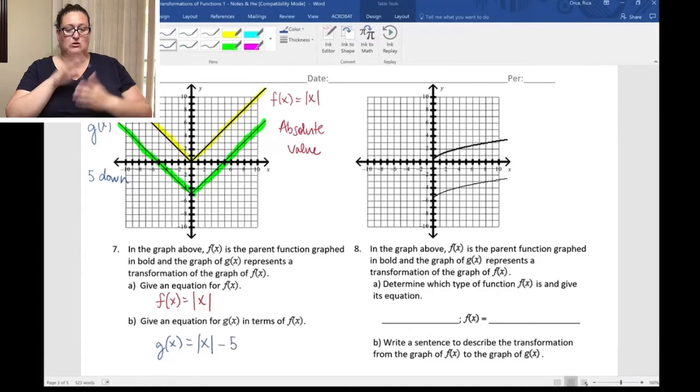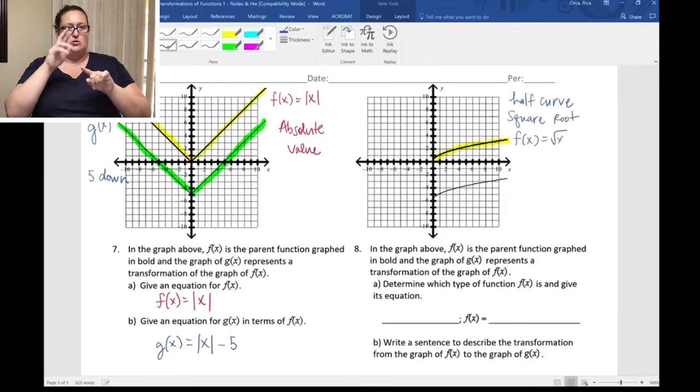In the graph above, f(x) is the parent function, graphed in bold, and the graph of g(x) represents a transformation of the graph of f(x). Determine which type of function f(x) is and give its equation. Well, f(x) is a half curve, and we know that half curves are square root functions. So f(x) = √x. Let's answer part A. Once again, it's a half curve, so it's a square root function, and the equation is f(x) = √x.